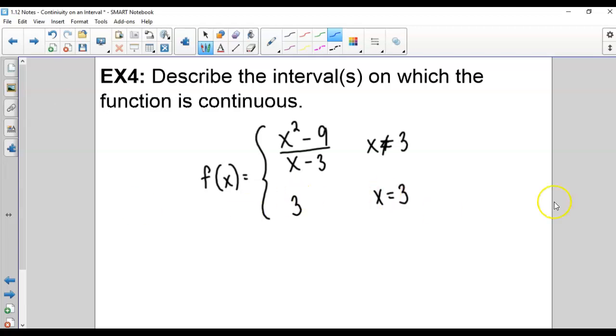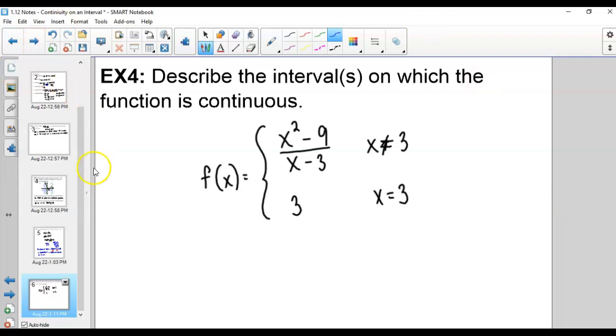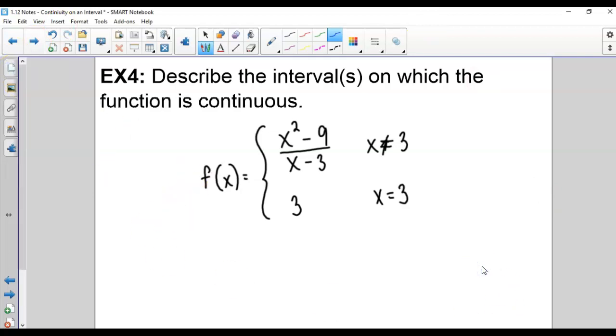Alright, so here we have a piecewise function. This is kind of a weird piecewise function. It's also going to lead into the next thing that we're going to do. I went ahead and gave you that other set of notes as well.